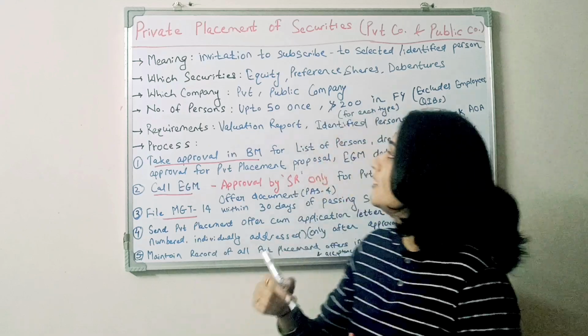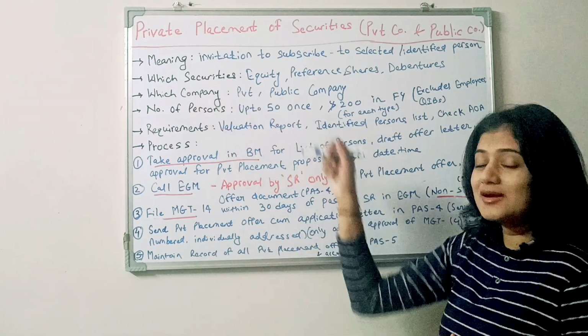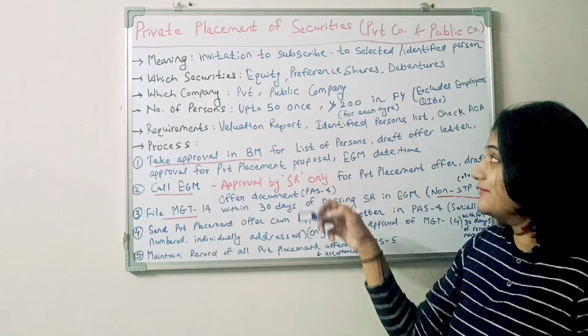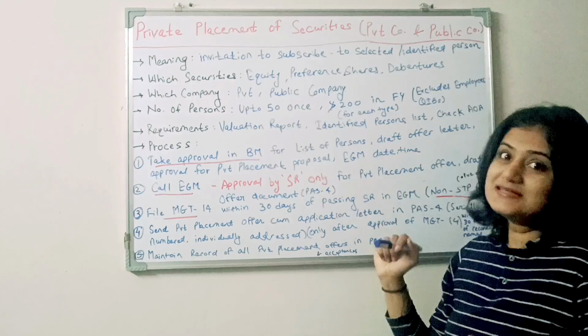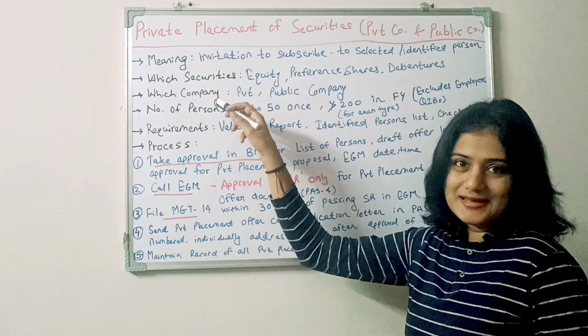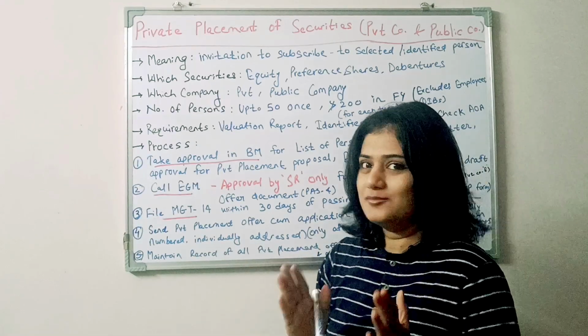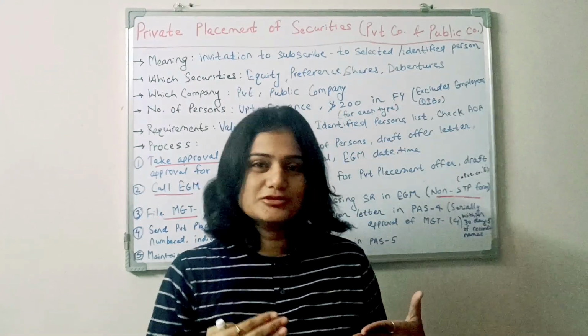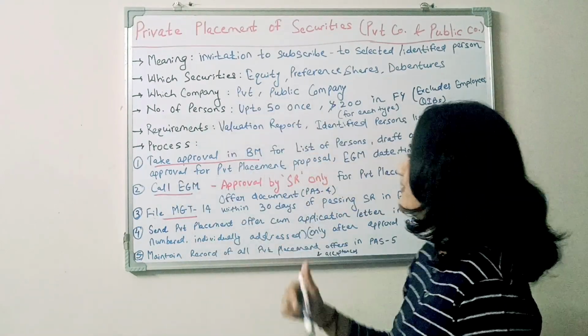Now coming to the next, which securities can be offered? So equity shares, preference shares as well as debentures can be offered through private placement. Now, which company can issue, private as well as public? Both types of companies can issue securities through private placement.